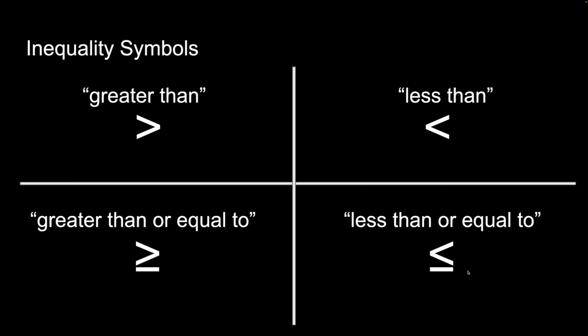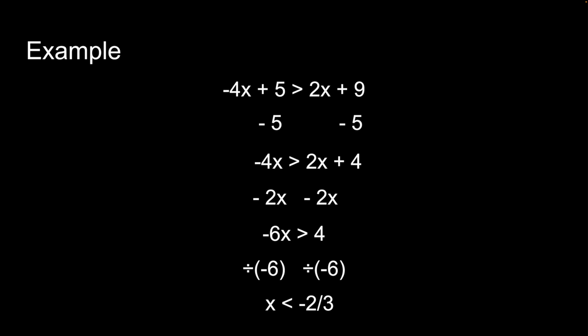Now that we've taken a look at that, let's solve an inequality. Here our problem is that minus 4x plus 5 is greater than 2x plus 9. The first thing you need to do, as we've done in algebra, is to subtract 5 from both sides. So we subtract 5 here, we subtract 5 here, and we get negative 4x is greater than 2x plus 4.